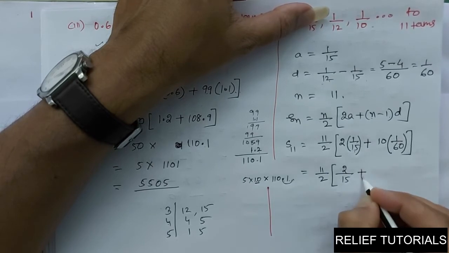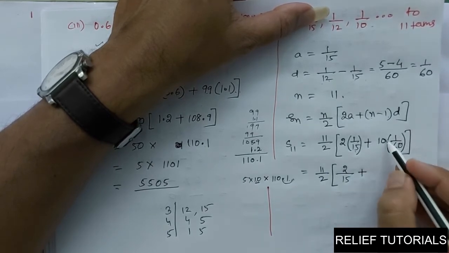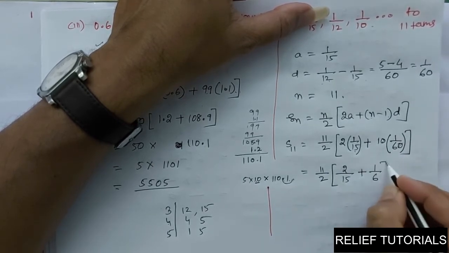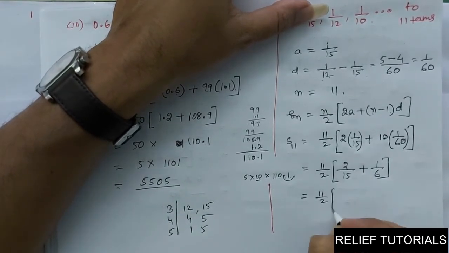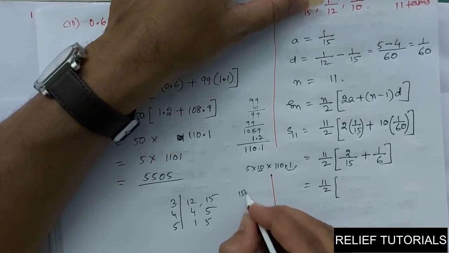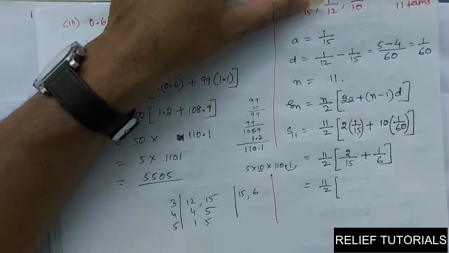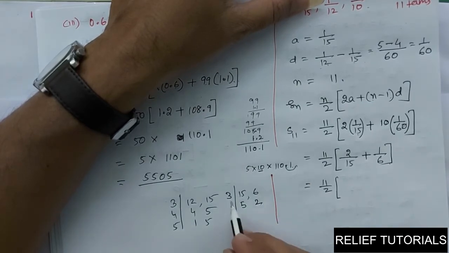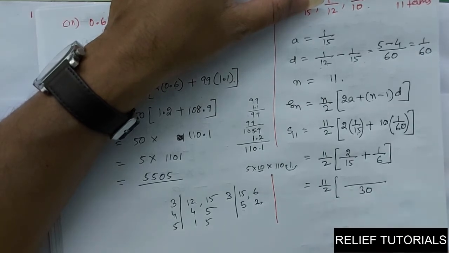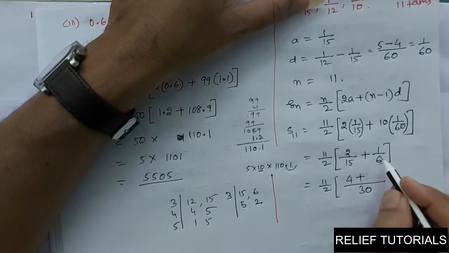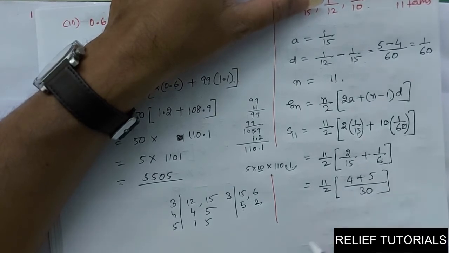So now 11 by 2, now 2 into 1 by 15, so that is 2 by 15 plus, now 10, so you can cancel this and you will get 1 by 6. Clear? So that is equal to 11 by 2, now you want to find the LCM of 15 and 6. 3 fives are 15, 5 twos are 10... so the LCM here is 30. 2 into 2, 4. 6 fives are 5 into 1, 5.